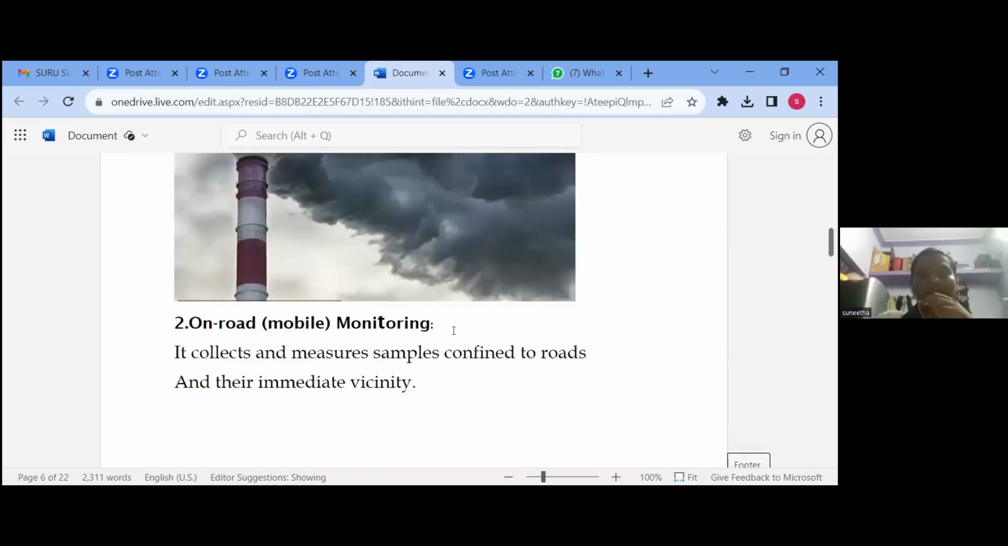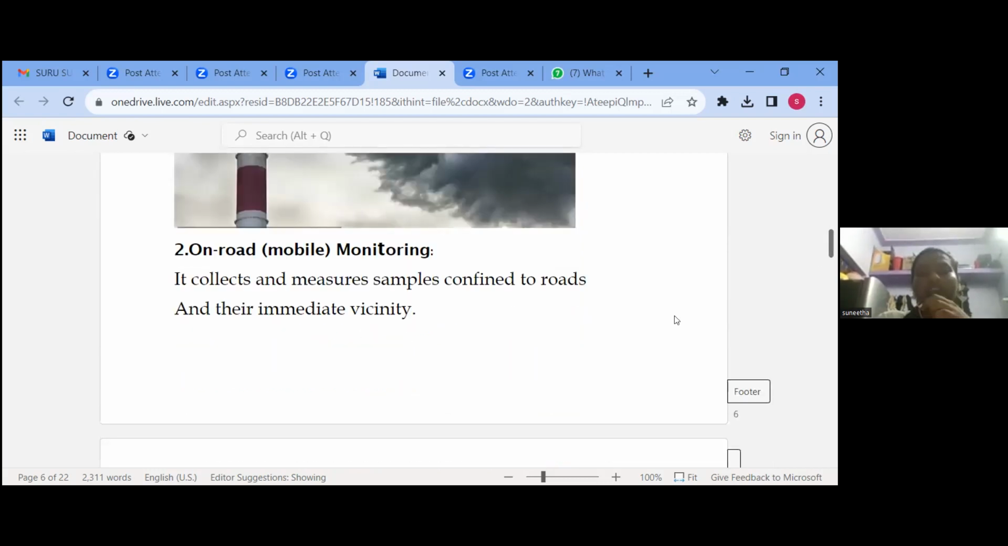And the next one is on-road monitoring. On-road is nothing but monitoring the moving air. Like we can see on roads, the air is somewhat fluctuating, and moving air monitoring is nothing but on-road monitoring.